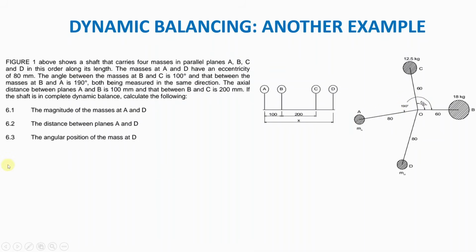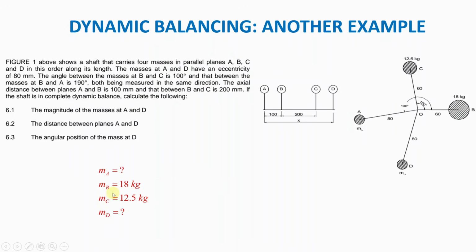Now, for question 6.3, they want you to find the angular position of the mass at D. So you will measure starting from this horizontal line here and going anti-clockwise, and you need to measure all of that angle like that. That is the angular position of the mass at D. So you need to find it. Once you understand the question, then you can begin to solve it. It's always important to take your time to read the question at least twice to make sure that you really get the details correctly before you actually begin to solve the question.